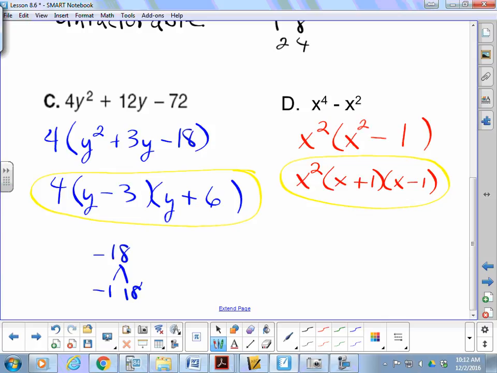Okay, so that's the whole thing of what you're doing today: A, looking for a greatest common factor. After you factor that greatest common factor out, can I factor what's left in the parentheses? If you can, do it. If you can't, then you're finished. If you can't factor anything, then it's just unfactorable.